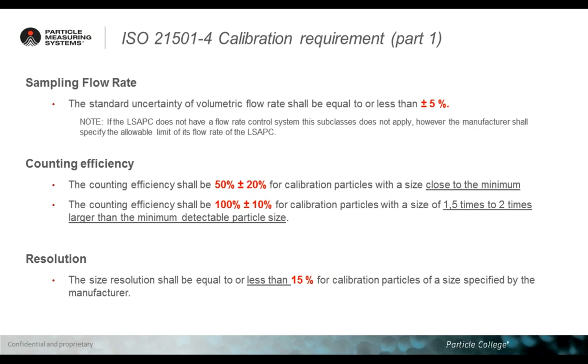Counting efficiency. This is probably one of the most important factors to look for when you read the calibration certificate, and it gives you information about how capable your particle counter is of detecting particles, especially at the lowest size. There are two tests designed for this scope. One refers to the minimum detectable size, the smallest size you can read on a particle counter display, and uses particle standards which are 1.5 or 2 times larger than the minimum detectable size.